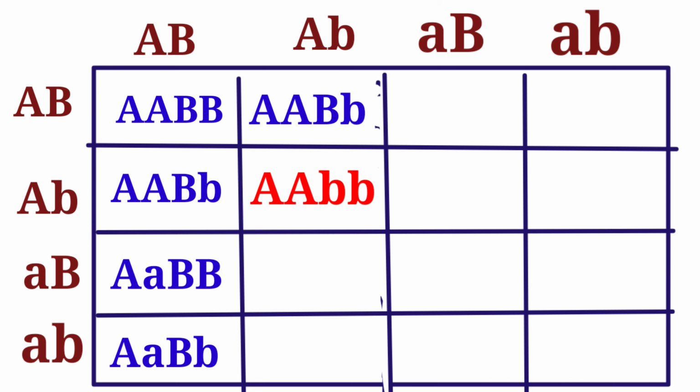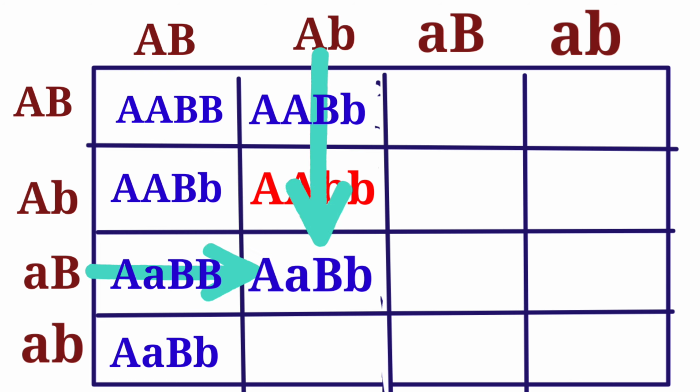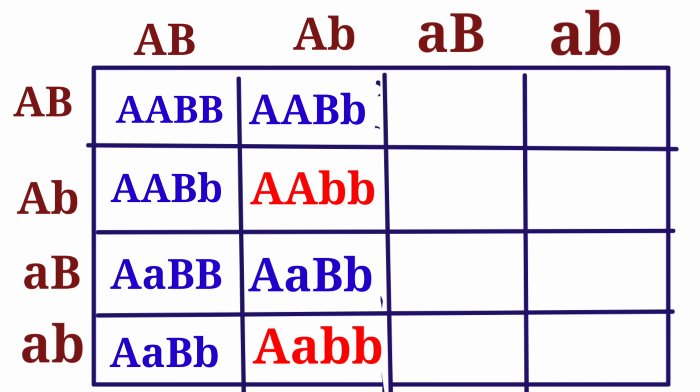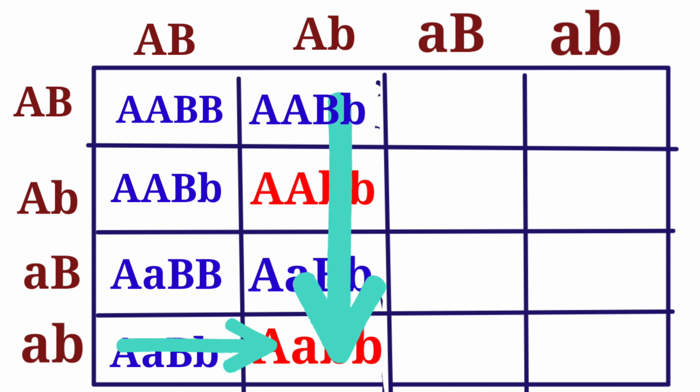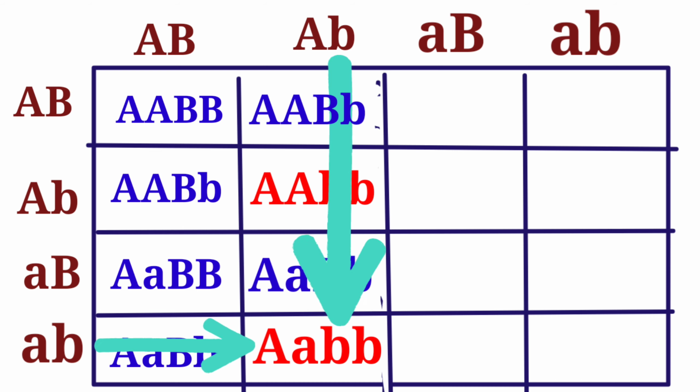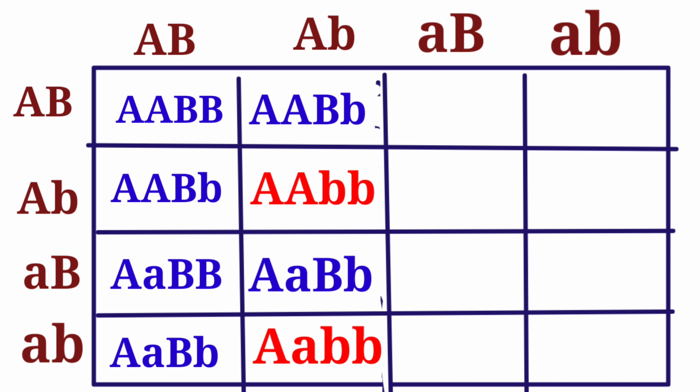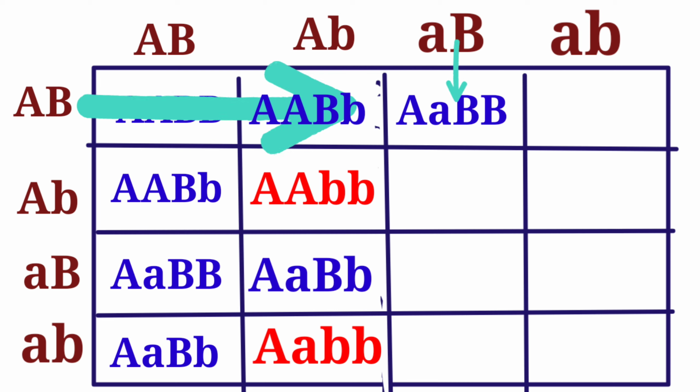Okay, so next is capital letter A with the small letter a and capital letter B with the small letter b. Next is the capital letter A with the small letter a and all small letter b. Okay, so next to that is the capital letter A with the small letter a and all capital letter B.